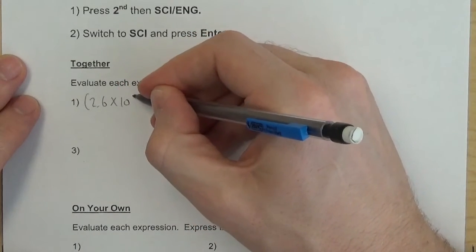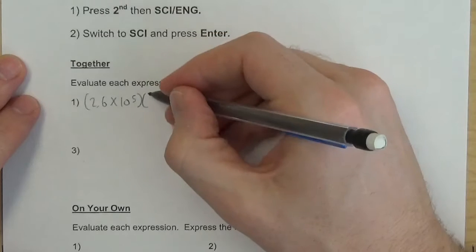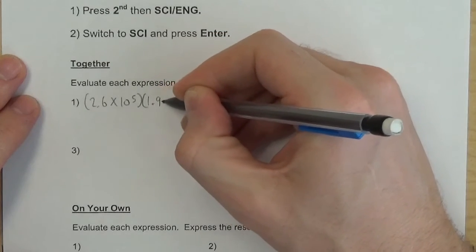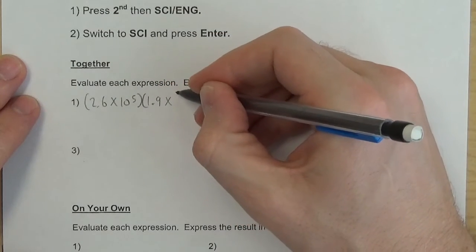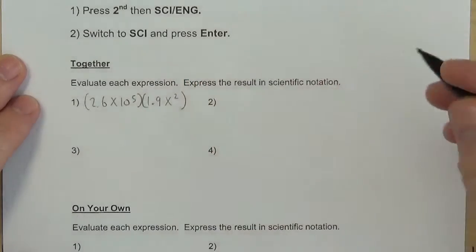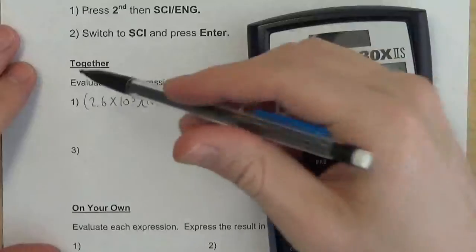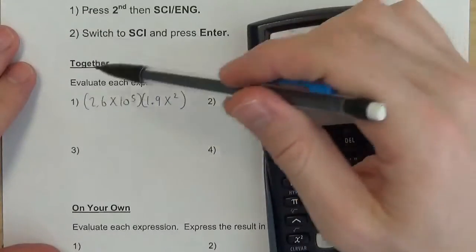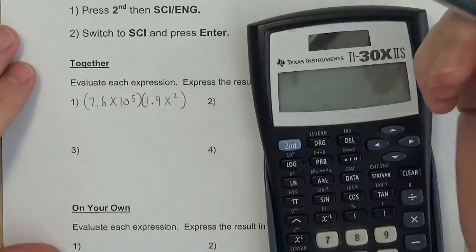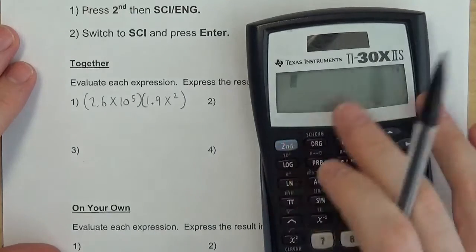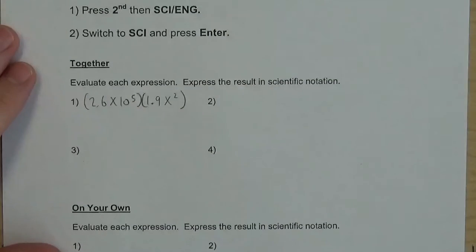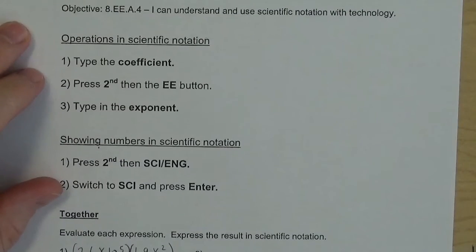times 10 to the 5th times 1.9 times 10 to the 2nd. Alright, as we begin to type this in, you don't need to type all this in. You don't need to type in your parentheses and all this stuff. There's a certain way your calculator understands how to do this. So we're going to go ahead and type this in using what we know from up here.